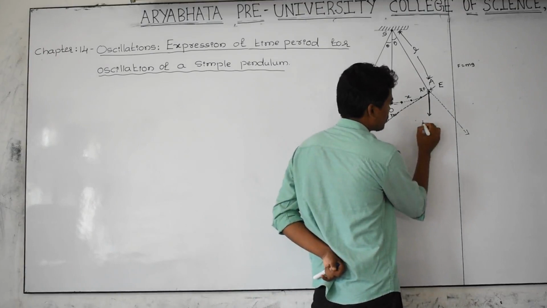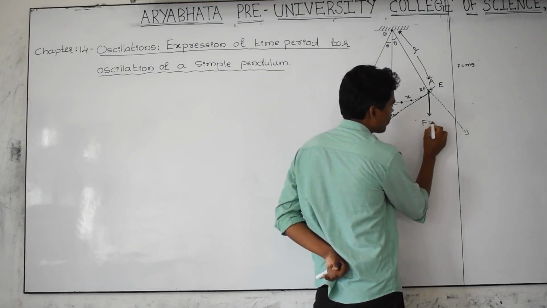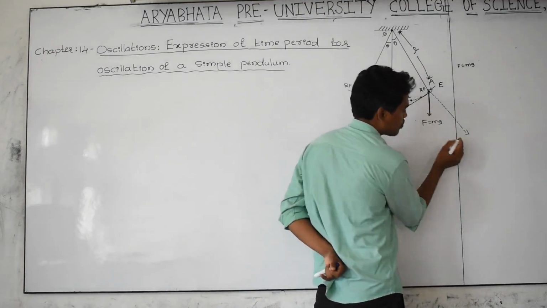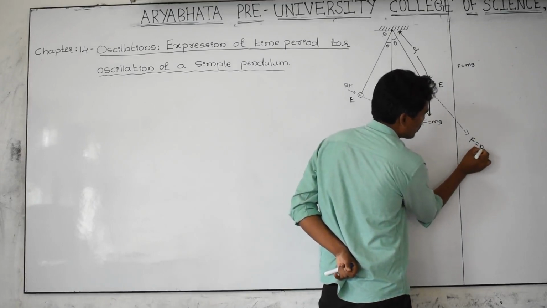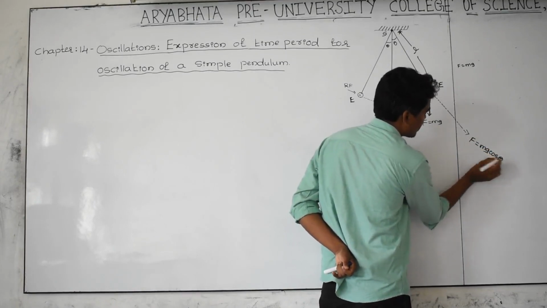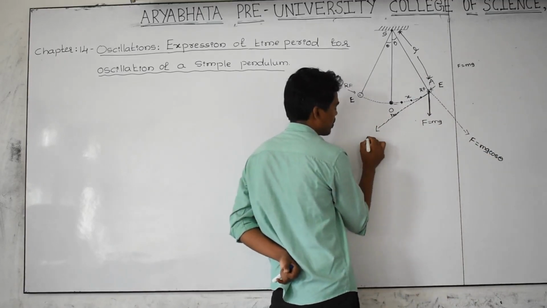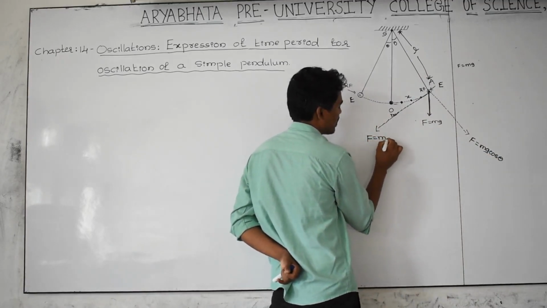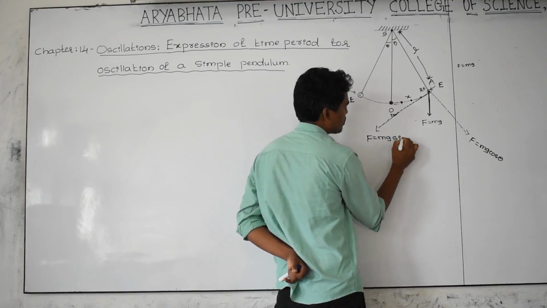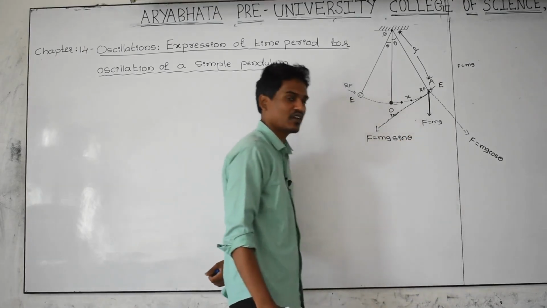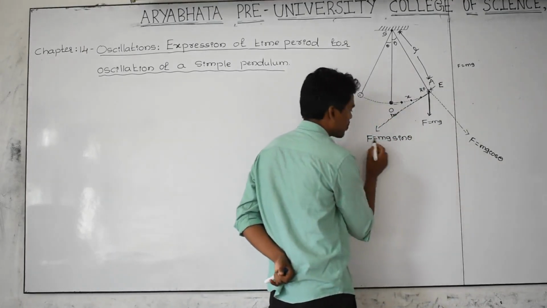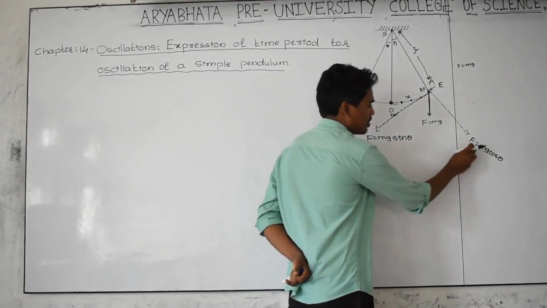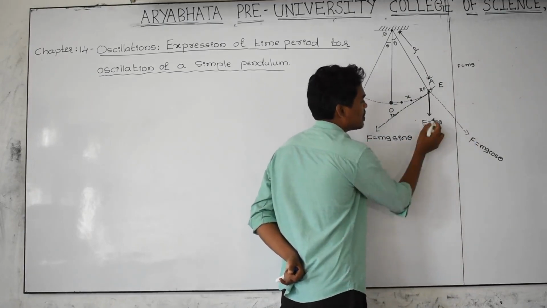This F equal to mg can be divided into two forces. One is F equal to mg cos theta, and another one is F equal to mg sin theta. These are the two components of this force.